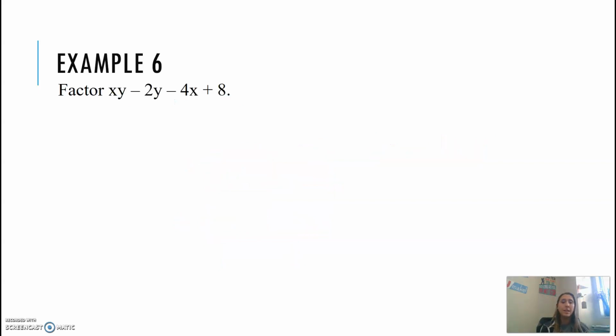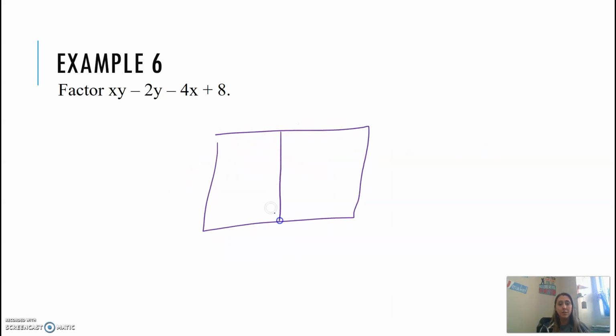So we're going to do this again. I'm going to again create a box, and I'm going to put xy right here, then negative 2y, then right here negative 4x, and then my constant is going to go diagonal from whatever my first term was.